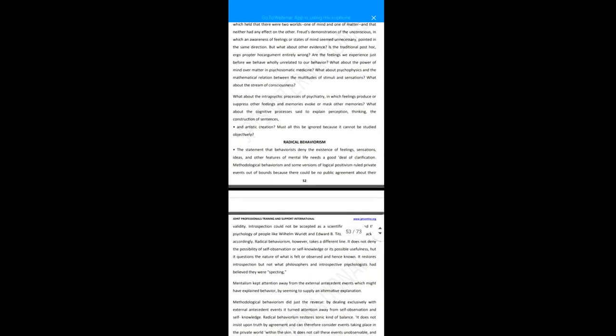Let's look at radical behaviorism. The statement that behaviorism denied the existence of feelings, sensations, ideas, and other features of mental life needs a good deal of clarification. Methodological behaviorism and some versions of logical positivism ruled private events out of bounds because there could be no public agreement about their validity. Introspection could not be accepted as a scientific practice, and the psychology of people like Edward Titchener was attacked accordingly.